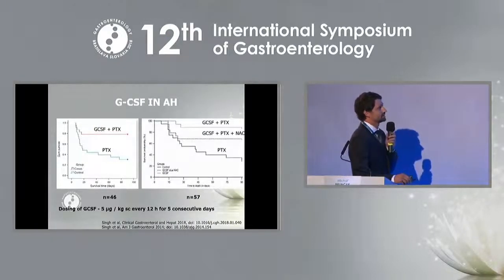And other studies, proof of concept studies with granulocyte colony stimulating factor, proved that G-CSF is effective in patients with alcoholic hepatitis. The point is that G-CSF improves the neutrophilic functions, and on the other hand, it mobilizes bone marrow-derived stem cells CD34, which spontaneously accumulate in the liver and differentiate into hepatocytes, so they regenerate the liver.